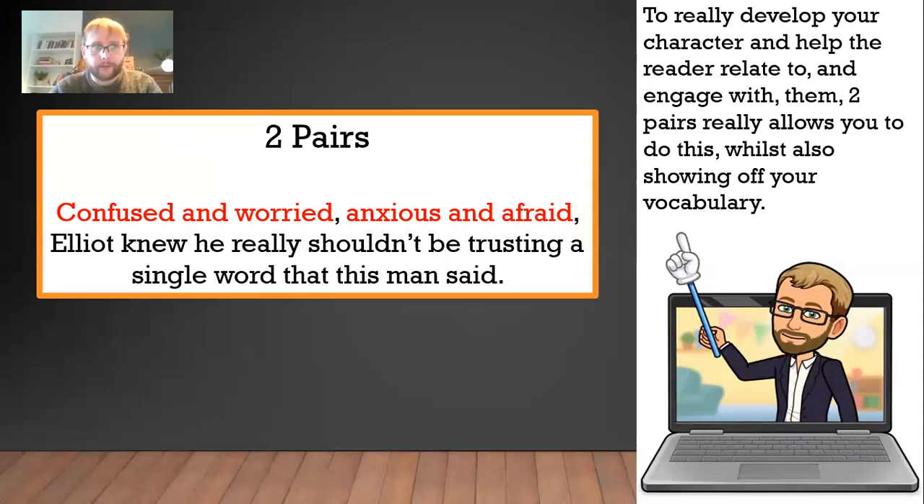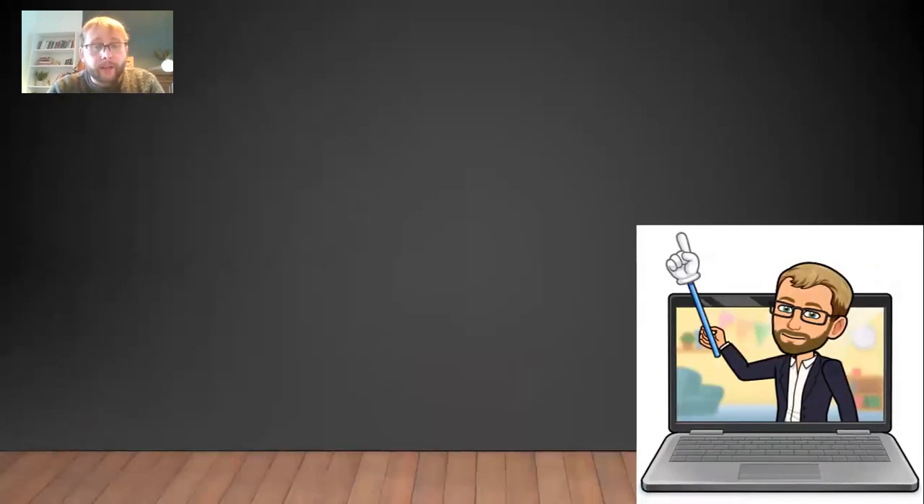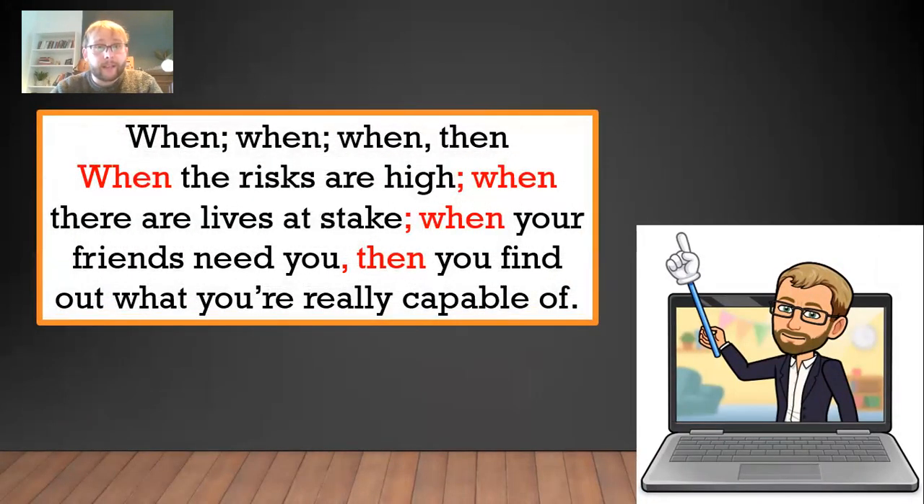4 out of 5. Let's have a look at the 5th one. 5th and final authorial technique for today is when, then. Another good way of getting semicolons in. You'll have noticed that 3 out of the 5 today use semicolons, which is good because that's one of the things that we had on our success criteria, and also one of the things we're going to be looking at later in this unit, so next week in fact.